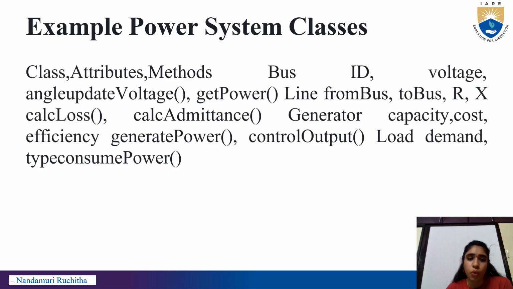Next, what are the examples of power system classes? Let us know some examples about them. So, the examples are class, attributes, methods. Bus: ID, voltage, angle, update voltage, get power. Line: from bus, to bus, R, X, calc loss, calc admittance. Generator: capacity, cost, efficiency, generate power, control output. Load: demand, type, consume power. And let us go to the next slide.